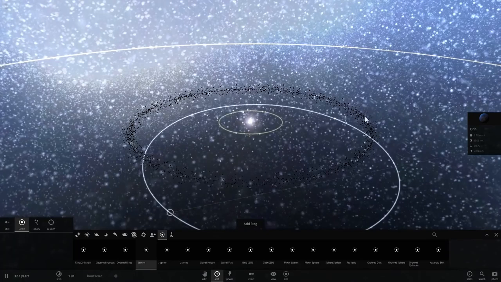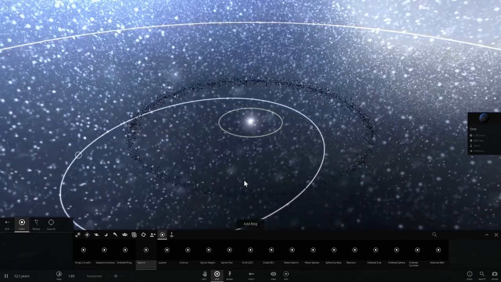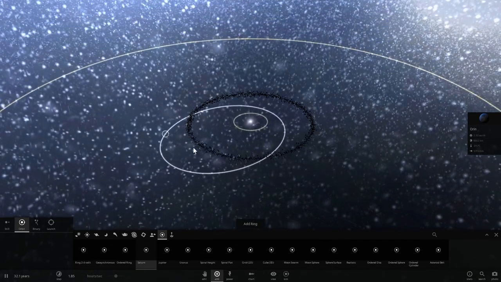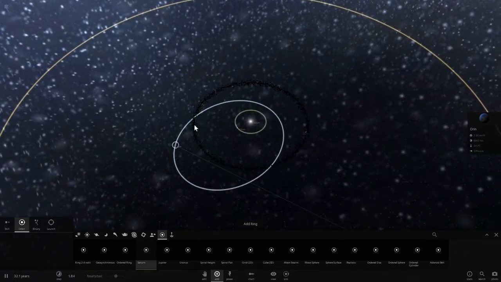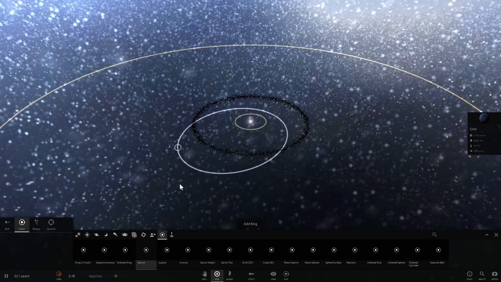But this ring is also used for mining, so a lot of the materials that are used on Bespin in the Cloud City actually come from here, they're mined in this region. And if we accelerate this a little bit, we'll hopefully get to see how it passes through this ring, and we might even experience a collision or two.